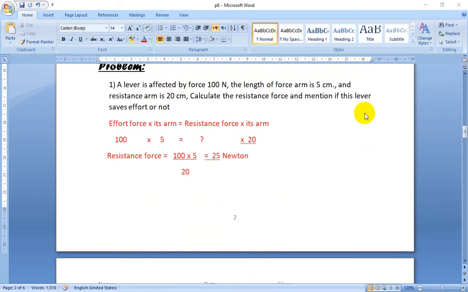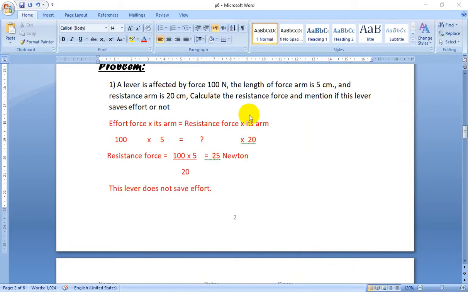Mention if this lever saves effort or not. Look at its arms. The resistance arm is 20 and the effort arm is 5. So the resistance arm is longer than effort arm. That means effort arm is in the middle between fulcrum and resistance. This is third class, and you know third class doesn't save effort. So the answer is this lever doesn't save effort.